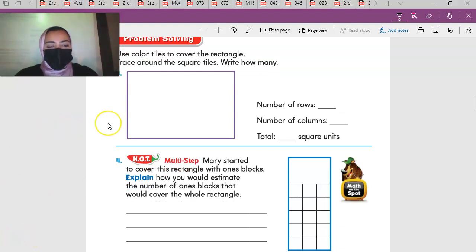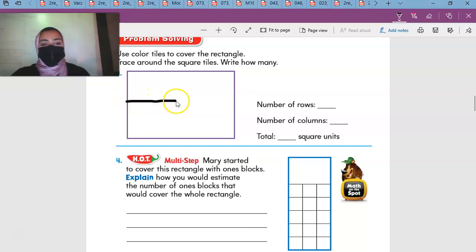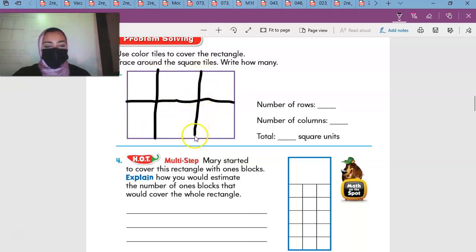All right, now that you had time to do this, let's go ahead and go over it. Let's look at number 3. It says, use colored tiles to cover the rectangle. How many colored tiles did we use to cover this rectangle, everyone? 6. Very good. So if you draw a line and try to do it right in the middle, just try your best. And then if you break this apart evenly, about 1 inch, then you'd know that this rectangle is cut into 6 square units.